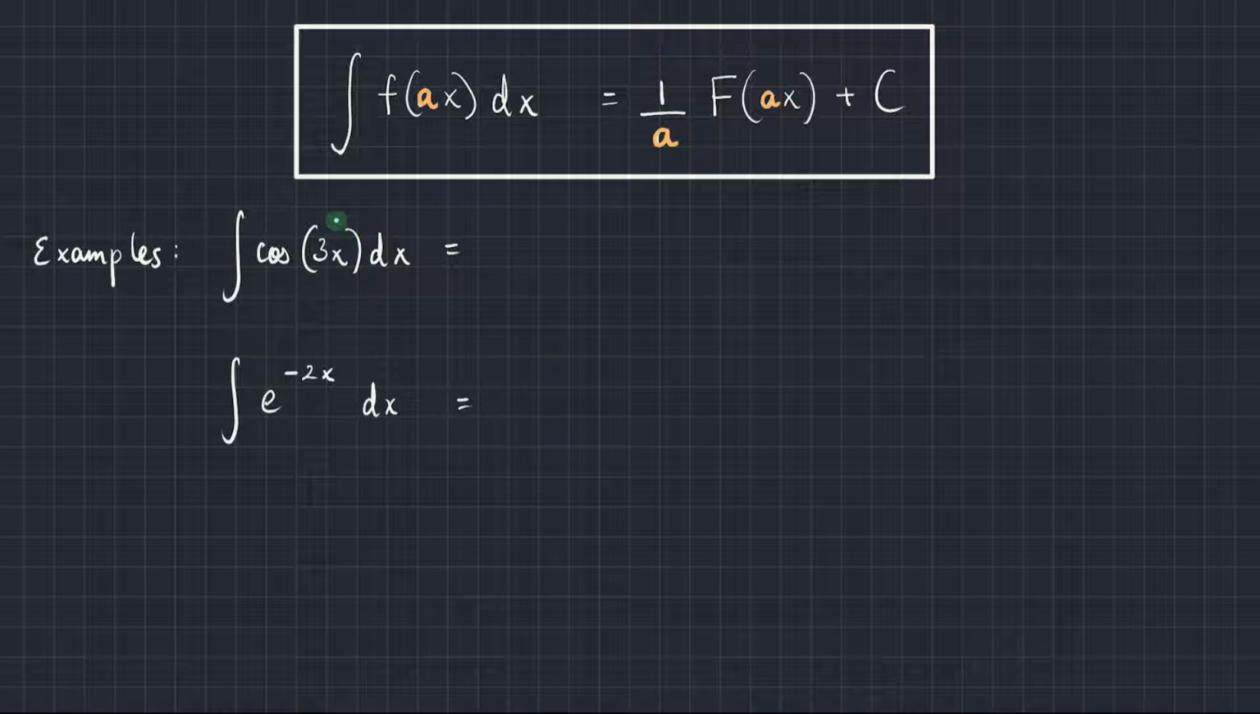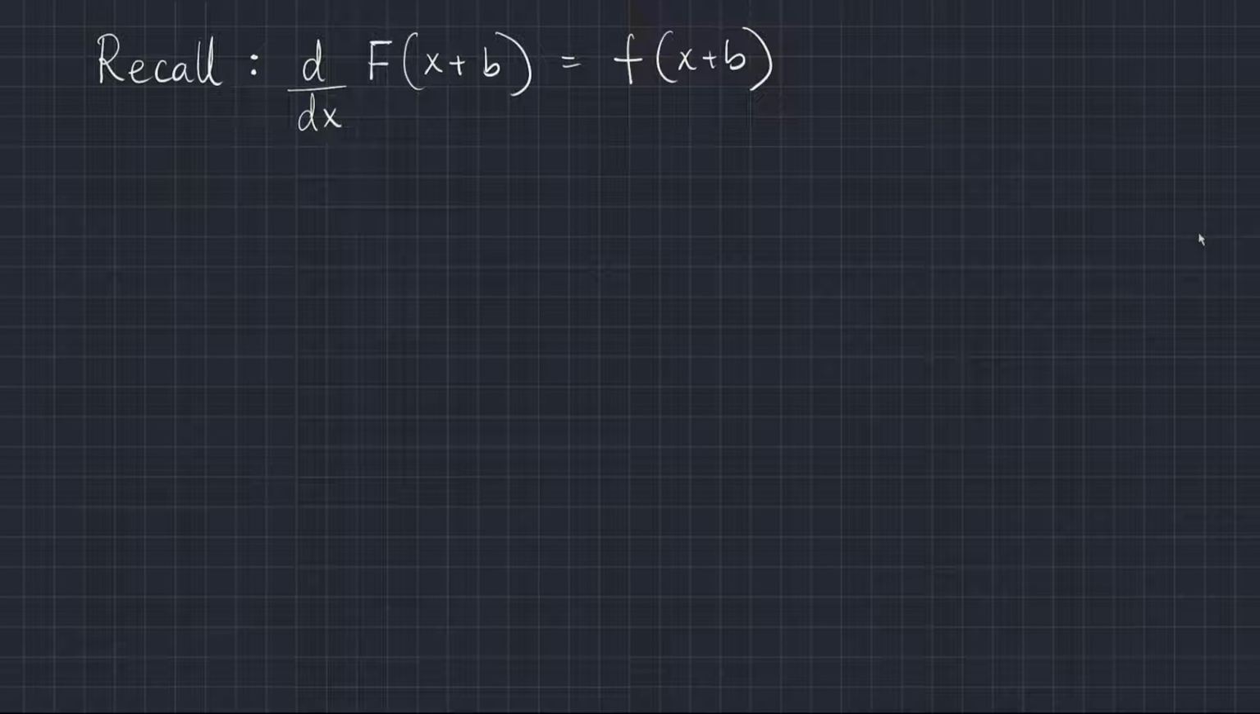So let's do some examples. We know the antiderivative of the cosine function is the sine function. But you see there's this 3 coefficient here. So I can quickly write 1 over 3, because using this rule, 1 over a times sine of 3x plus c. Similarly, for the next example, we know the antiderivative of the exponential function is just the exponential function. But this exponential function has a negative 2 coefficient. So I'm going to divide by negative 2. So 1 over negative 2 times e to the minus 2x plus c.